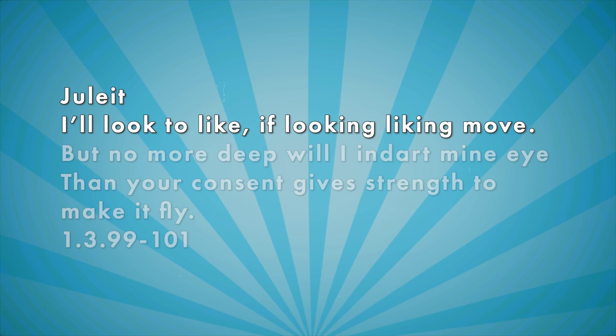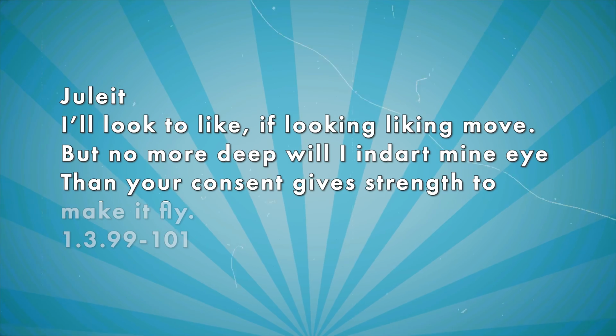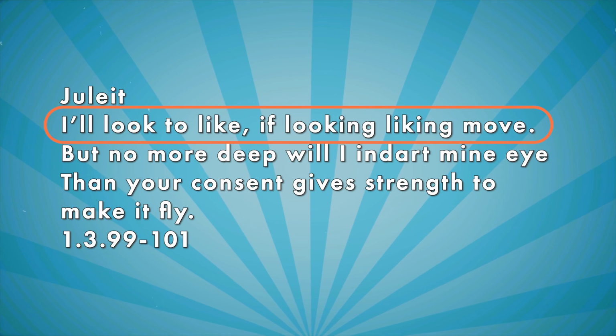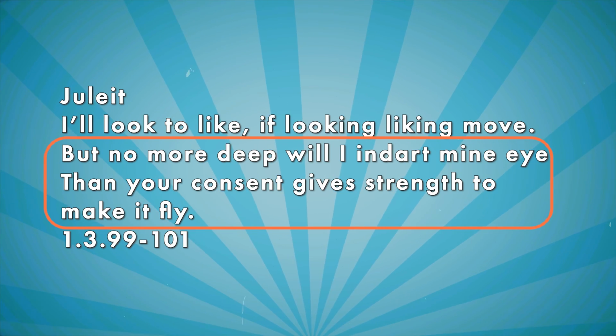The real thing to focus on in this scene is Juliet, specifically how she responds to her mother regarding Paris. She says, "I'll look to like, if looking liking move, but no more deep will I dart mine eye than your consent gives strength to make it fly." That response is badass. Her fundamental purpose in this society, this is super mean, but it was to marry well. That was her whole job. And when she gets a proposal from the most eligible bachelor in her society and she says maybe, that's amazing. Then she softens it by saying, I'm your daughter and I'll only look if you consent to the match.